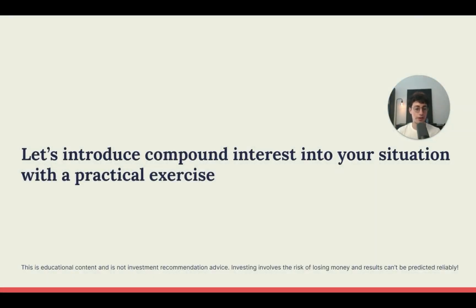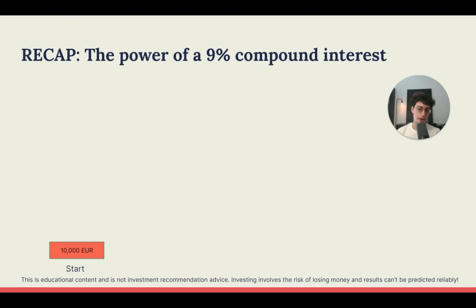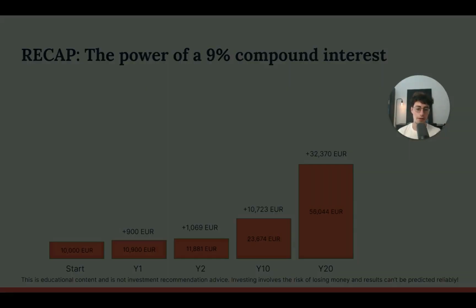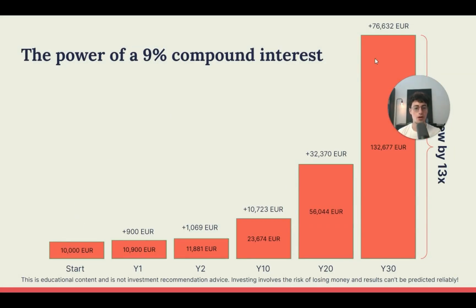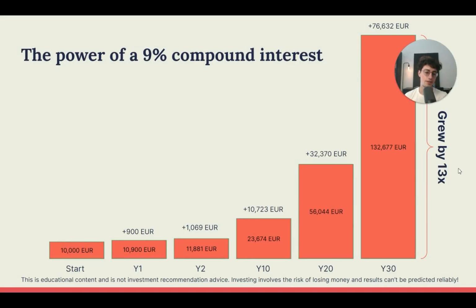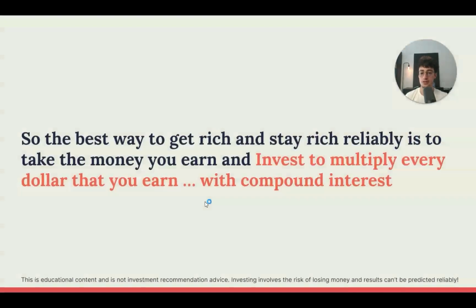We had the compound interest power demonstrated to us with a practical exercise, and we'll be mimicking that right now with your own calculation and how to actually do it. Remember the power of 9% compound interest. It starts slow, but then it starts growing exponentially, this hockey stick growth. With 9%, your original investment will have grown by 13 times by year 30. We'll go through this not with just a fixed amount of 10,000 euros at the beginning, but in your own personal situation, and how you can calculate it for yourself.